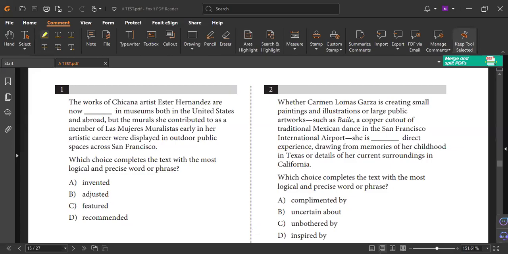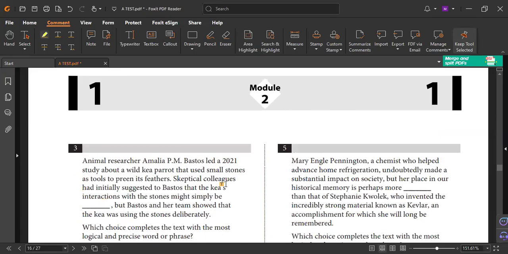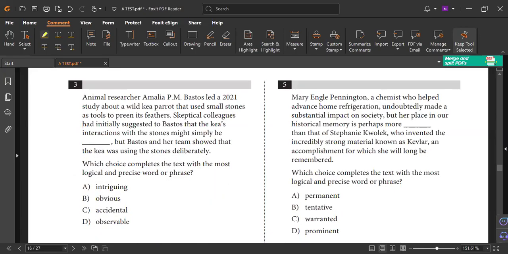So you answered question number 1, the letter C, and that is right. Yes. So we found here the subject, and the subject means the works featured in museums both in the United States. That is right. Number 2, it's D. Number 2, it's D, correct. Okay. Number 3, it's C. Number 3, it is letter C, correct.